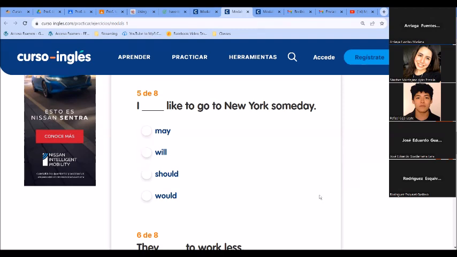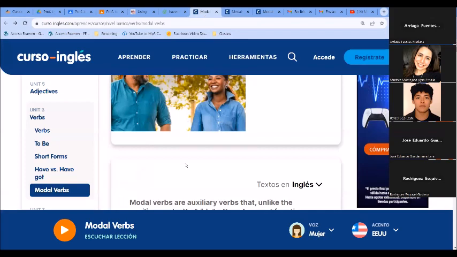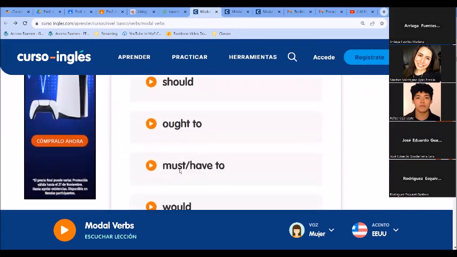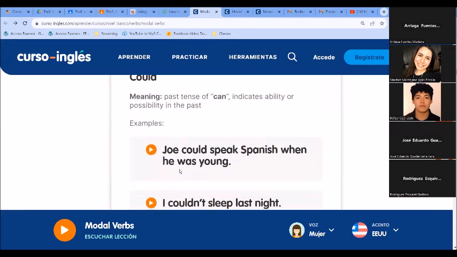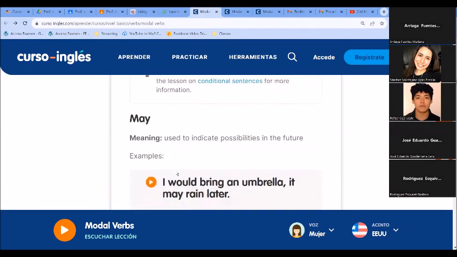Podría ser ahí. Sí, puedo ir, pero cuando hablas de tus gustos, me gustaría ir a Nueva York algún día. This is the form would. All right, let me see if I can show it to you. I would like to go to New York someday. Okay. All right, I think it was, let's see.